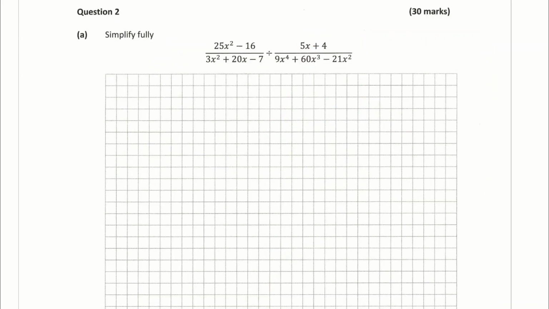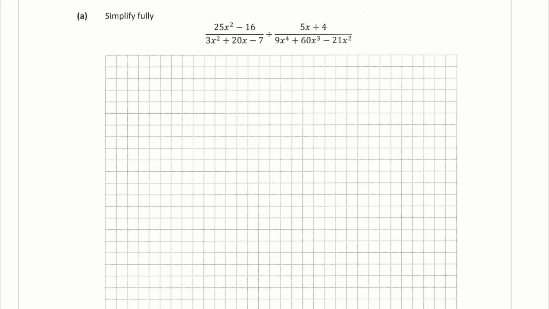Question 2, simplify the following. So we're solving fractions with division, and there's going to be some factorizing going on top and bottom. So let's have a look at the first one here. I'm focusing in on the 25x squared minus 16. That's just going to be the difference of two squares.